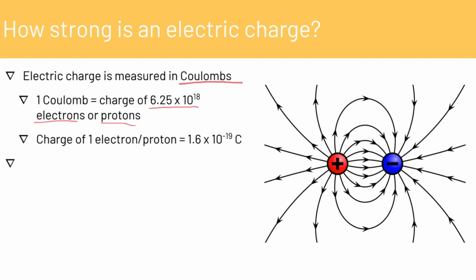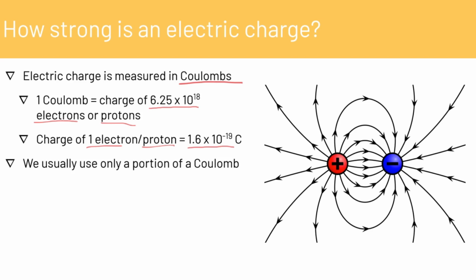So the charge of one electron or proton is 1.6 times 10 to the minus 19 C, or 1.6 times 10 to the minus 19 coulombs. So an electron or a proton has a very small charge. An individual electron has a very, very tiny charge. So that is 1/6 with 18 zeros in front of it. So a very, very tiny number.